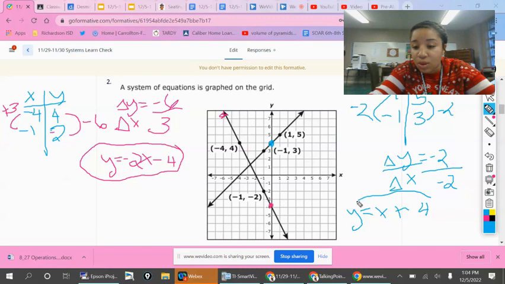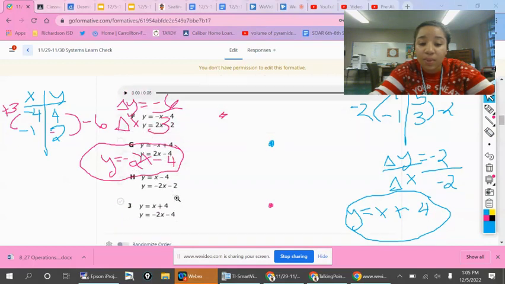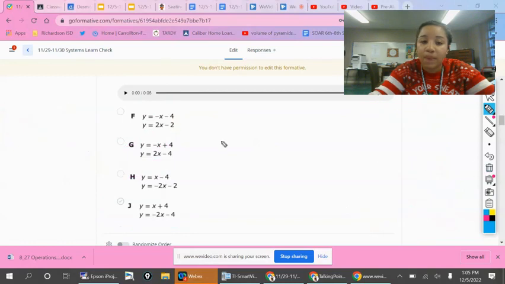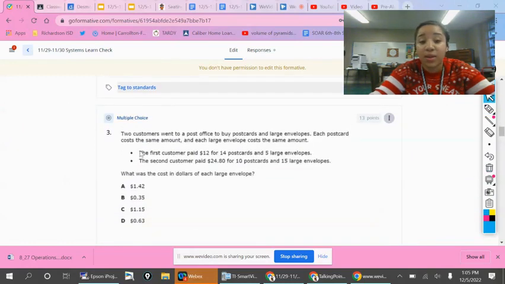So these are the two equations I'm looking for, and now I go scroll down and see where they'd be. It wouldn't be F, it would be J: x plus 4, and then negative 2x minus 4. So J would be correct. And if I'm going too fast, you can always rewind and write it down.